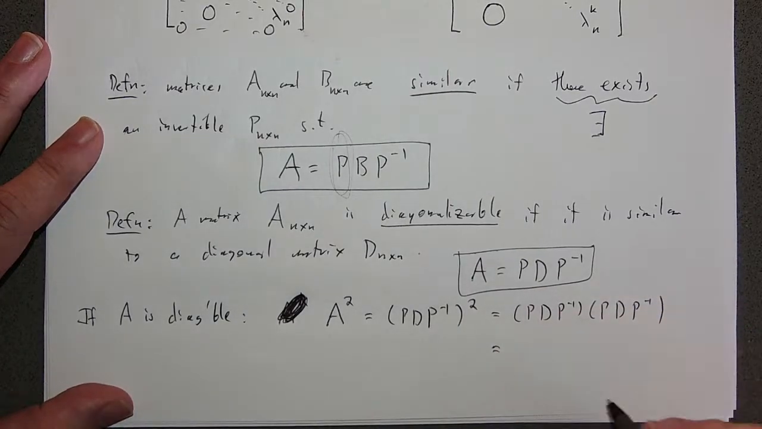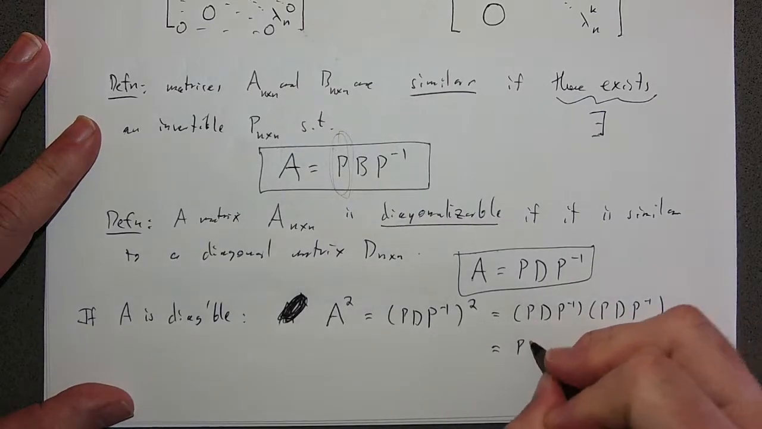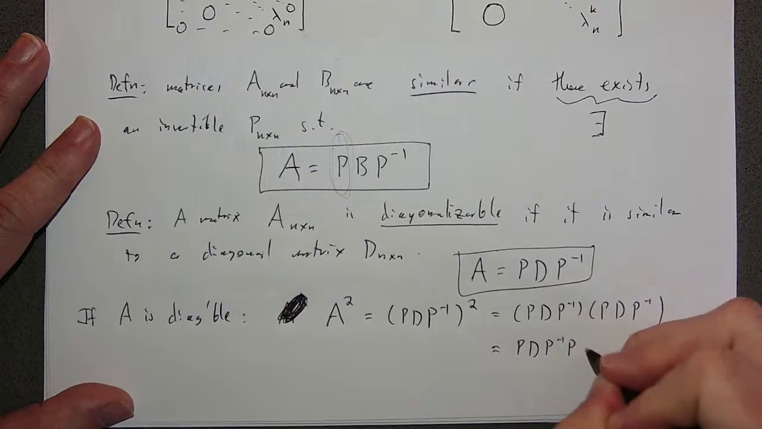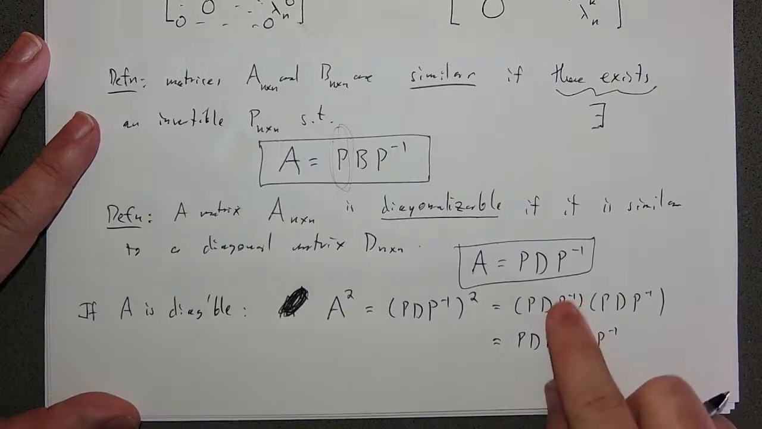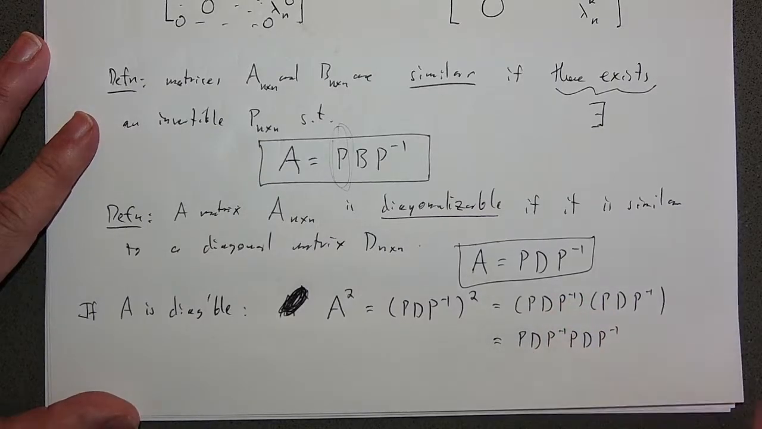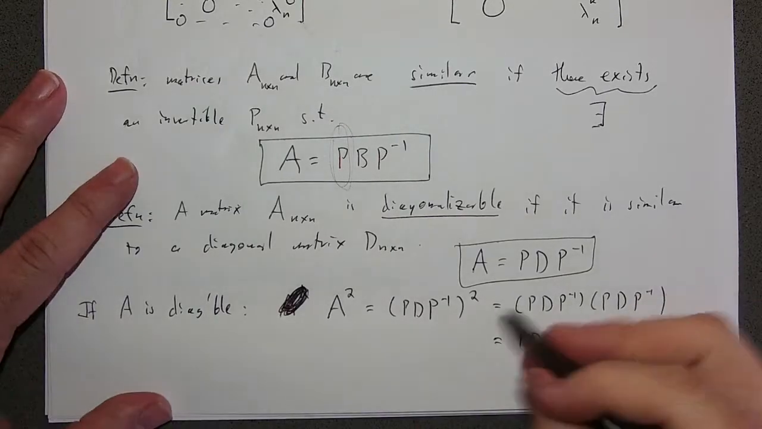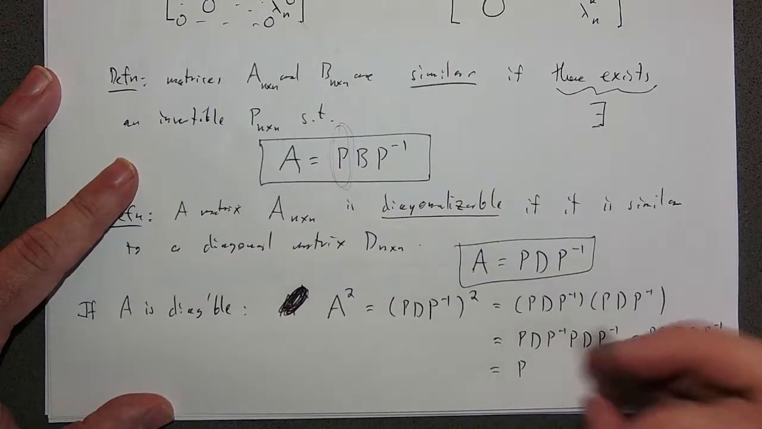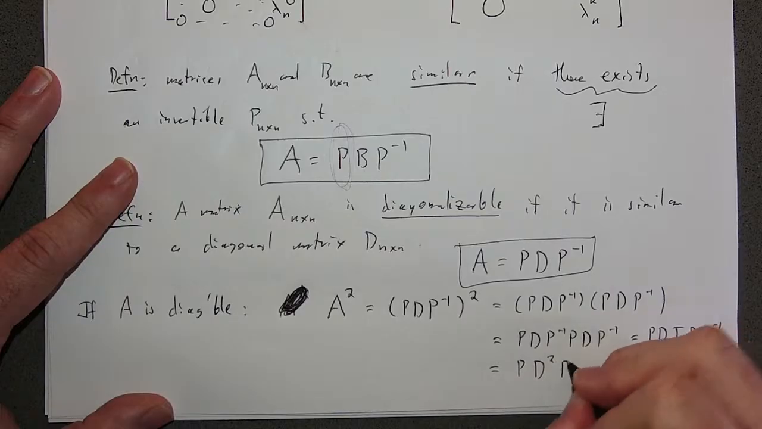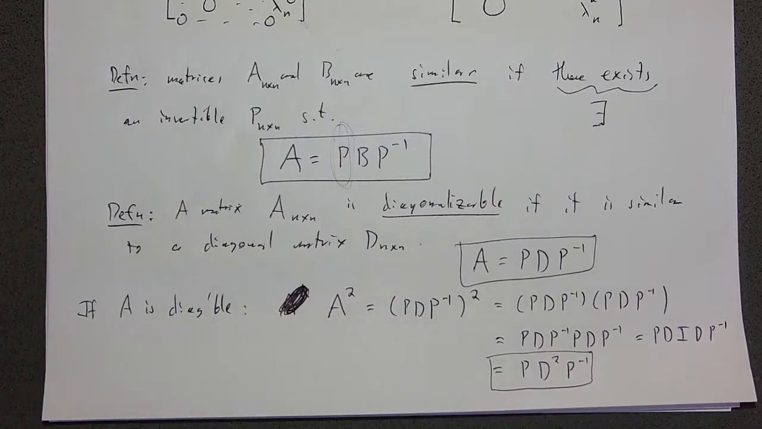So here, for instance, by the generalized associative property, I don't even need parentheses. There's no ambiguity here, just writing this as a string. This is what I have. So I can do this multiplication first, for instance. P inverse P, notice I did not change the order here, P inverse P is the identity. So this is P D times the identity times D times P inverse, which is P times D times the identity, which is just D. D times D is D squared. So A squared is equal to PD squared P inverse.